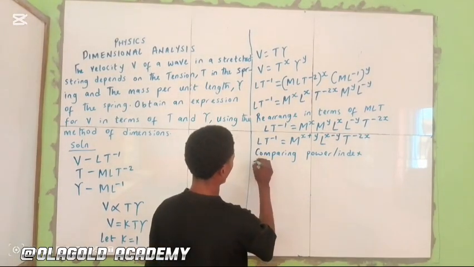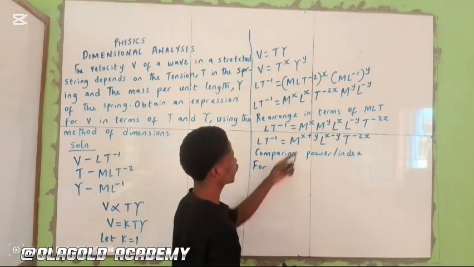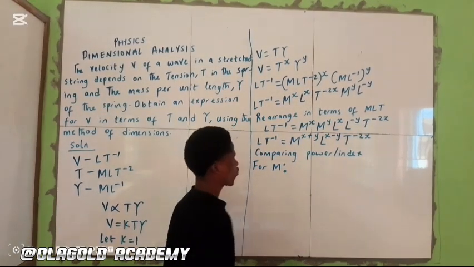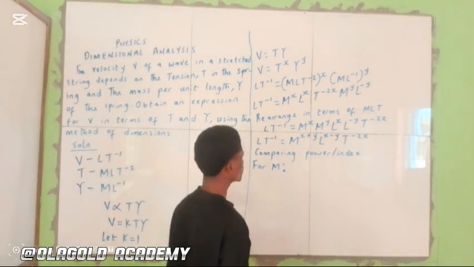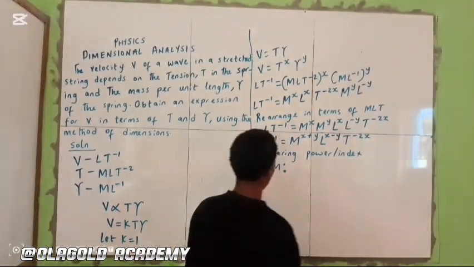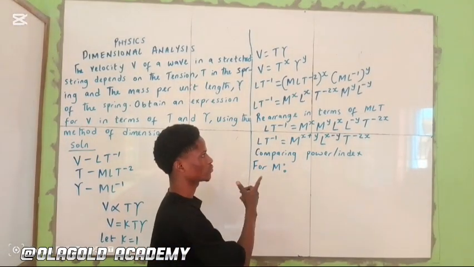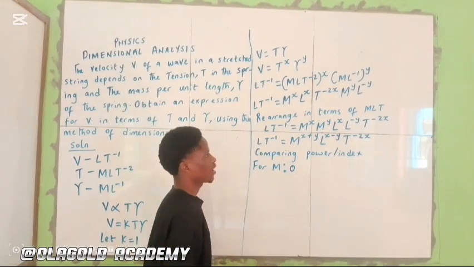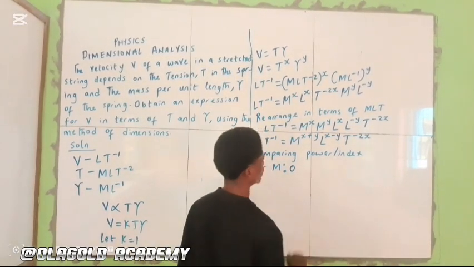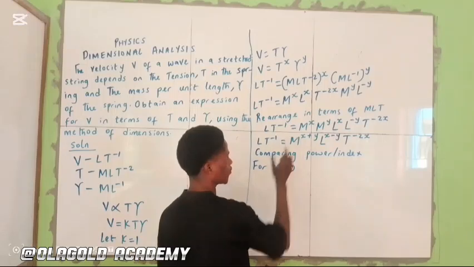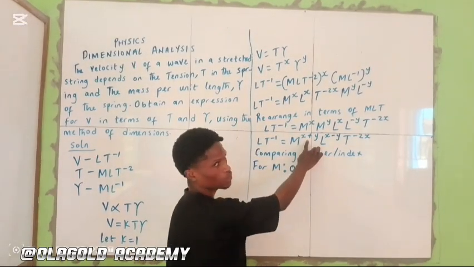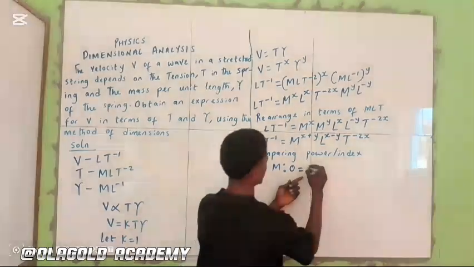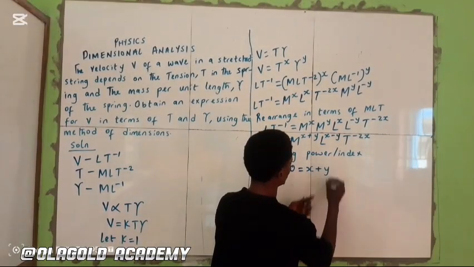So for M first, at the left hand side, what do we have for M? Nothing. So we have 0. At the right hand side, for M, what do we have? We have x plus y. So you have 0 equal to x plus y.